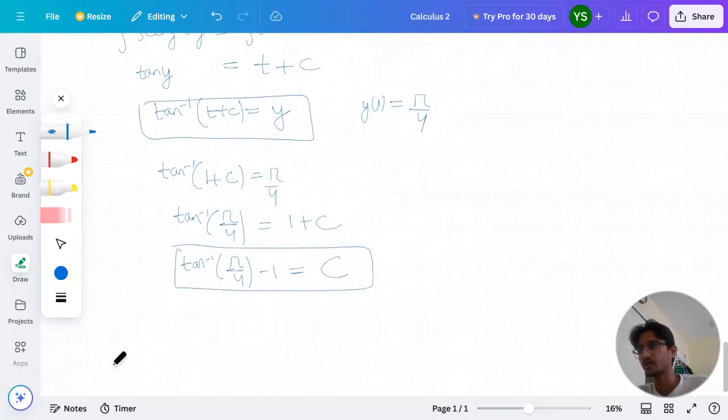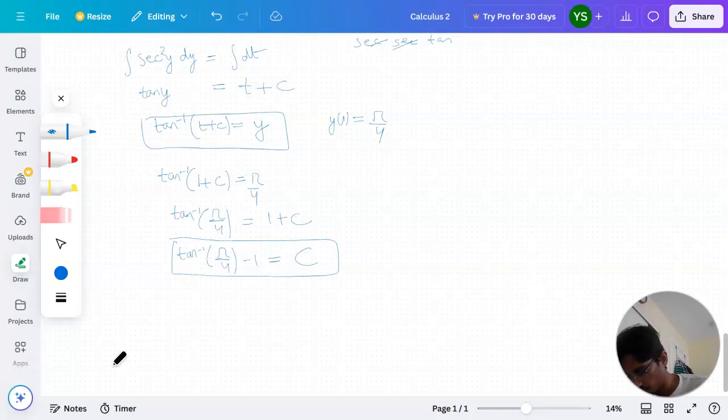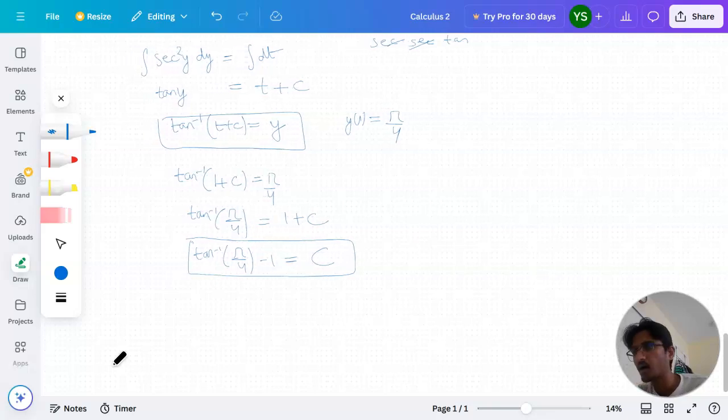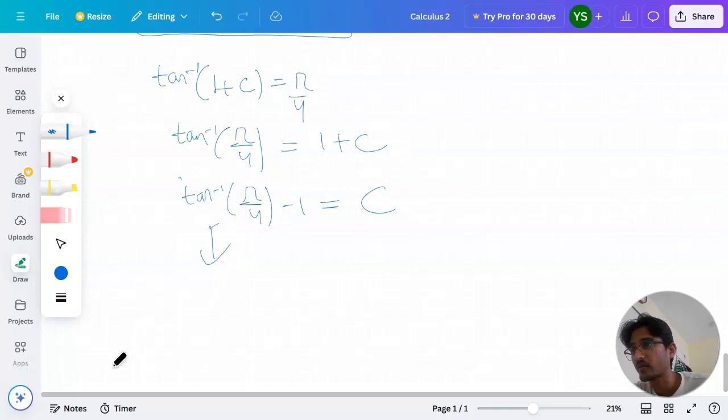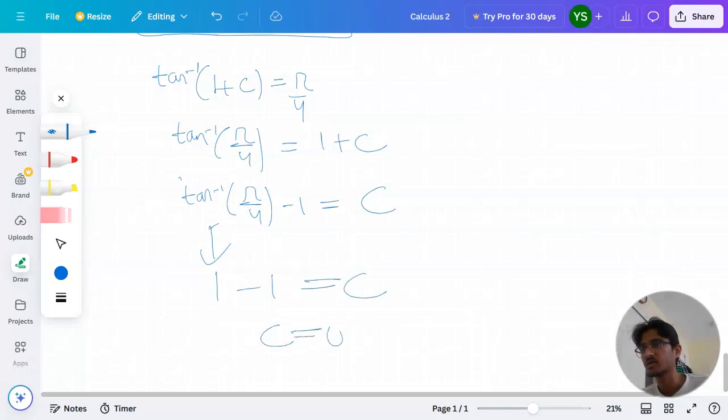Now we could put in our c value back into our problem. Before that, one more step. What is tan of pi over 4? Okay, we've got to solve tan of pi over 4. If you look at the unit circle, what gives us pi over 4 in the first quadrant? That is 1, right? So this is going to be 1 minus 1 equals c. So c is going to be equal to 0.